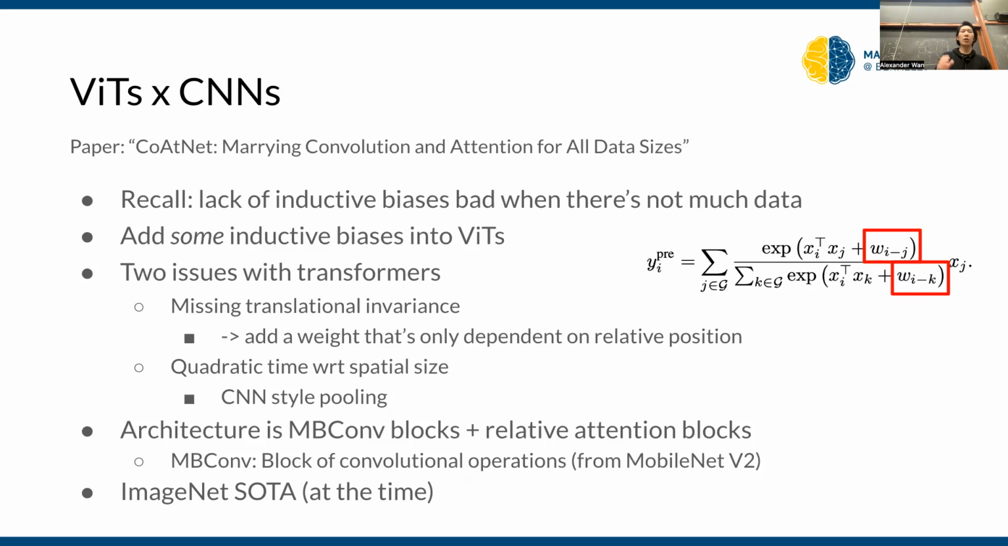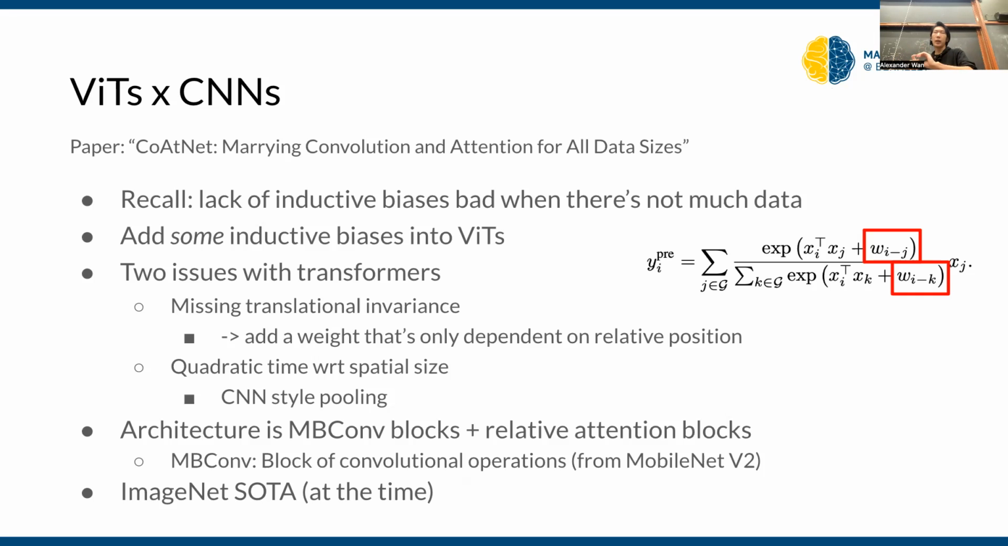Two issues with transformers: one, they're missing translational equivariance. That's the bad thing I talked about earlier. But it turns out it's actually good if you don't have enough data, right? It's still a beneficial thing if you don't have all this compute time for the transformer to learn these good feature representations by itself. So how do we add this back into the transformers? Well, one way is to add a weight value when you're calculating your attention weights.